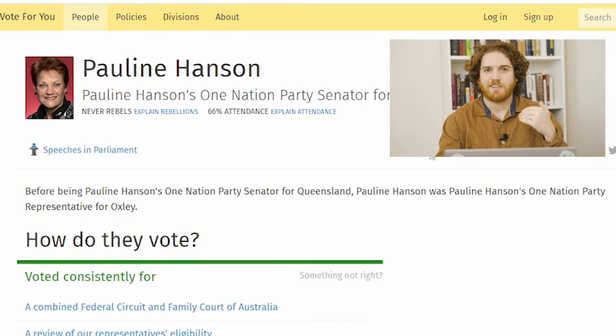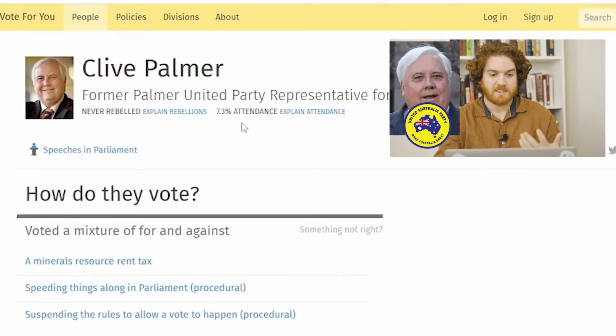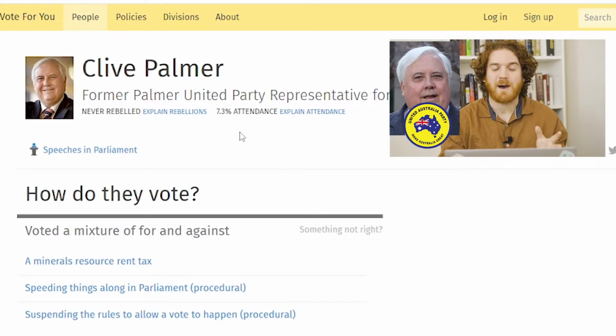That means that she voted in 66% of the possible votes that happened during her time in Parliament. So if we go to Clive Palmer, it says here that he has a 7.3% attendance rate, which does not mean that he was not at Parliament for nearly 93% of the time. That's not actually what it means.